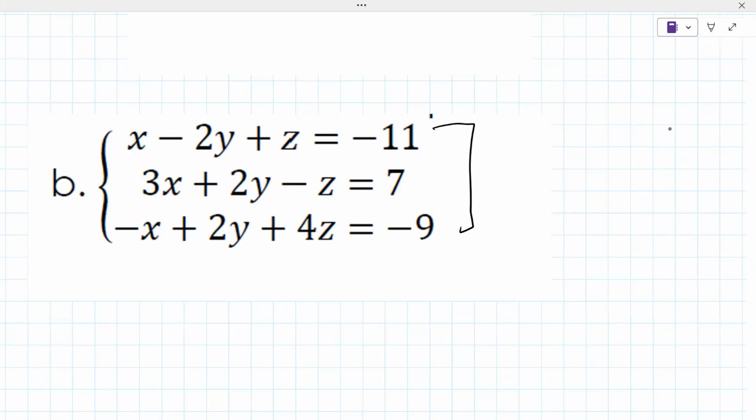So then it leaves you with z, which one of the equations is already solved for: z equals -11. The other would just be dividing it by 4, so z equals -9.